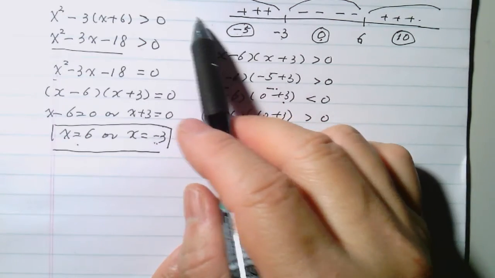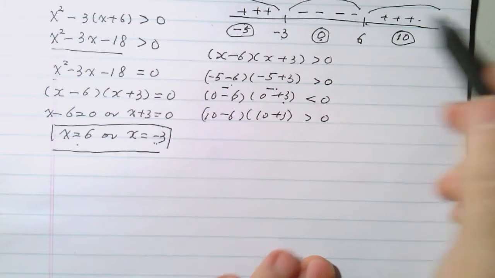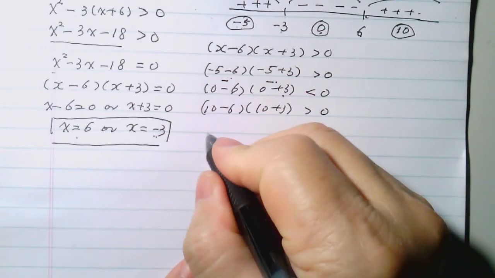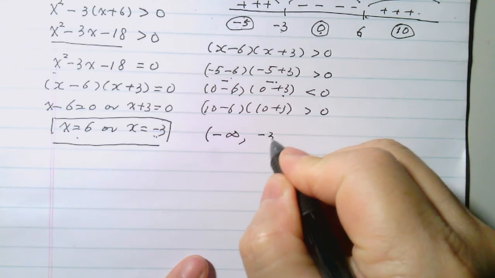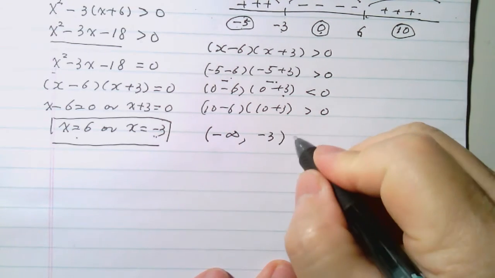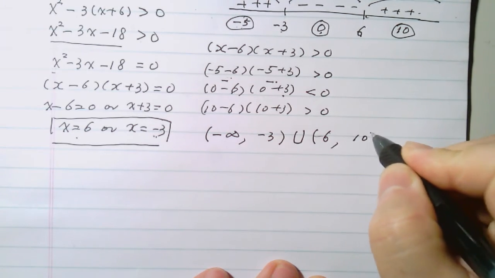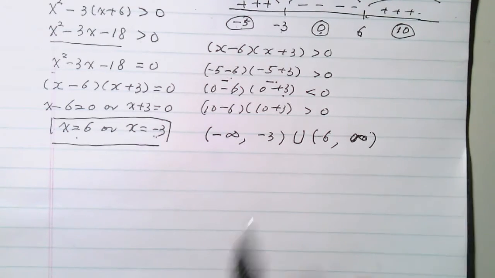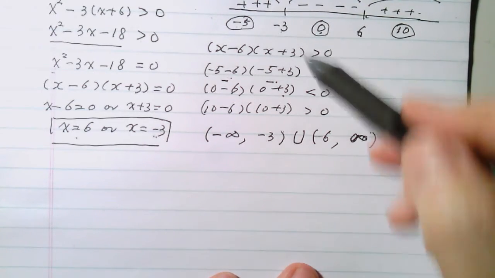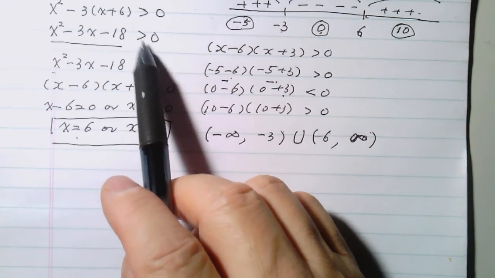So from what we see here, because we want the expression greater than 0, the solution must be from negative infinity to negative 3, and from 6 to positive infinity. That's all open intervals because negative 3 and 6 are not included, since there's no equal sign there.